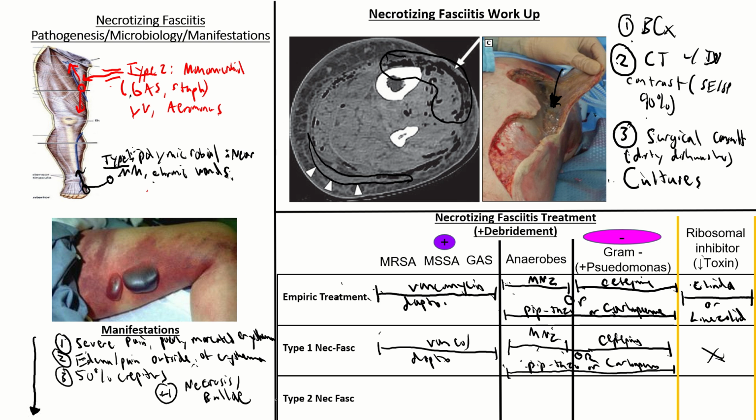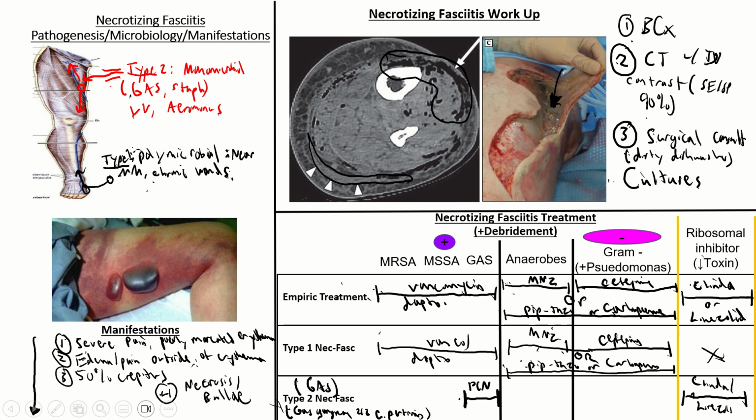Now, for type 2 necrotizing fasciitis, specifically when it's secondary to group A strep, group A strep and strep species in general are usually sensitive to penicillin. So you're going to use high-dose penicillin plus a ribosome inhibitor, which is either clinda or linezolid. And this is actually also the same exact treatment for gas gangrene, secondary to Clostridium perfringens as well.